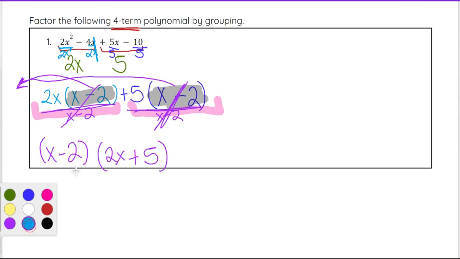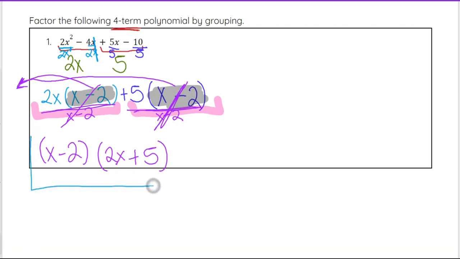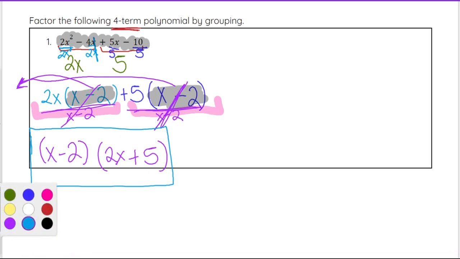So we have x minus 2, the repeated factor, and then the GCFs, 2x plus 5 in the second set of parentheses. This is the factored form of our original polynomial, 2x squared minus 4x plus 5x minus 10. So again, that is the factored form of that longer polynomial that we started with.